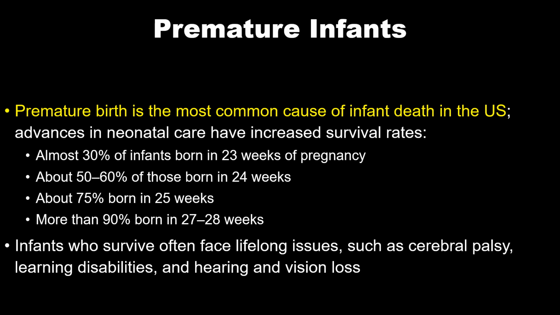You also have premature birth as the most common cause of infant death in the U.S. But because of the advances of neonatal care, survival rates are almost 30% for infants born at 23 weeks of pregnancy, and 50 to 60% at 24 weeks, 75% at 25 weeks, and more than 90% survive after 27 to 28 weeks. Do note, many infants who survive often face lifelong issues like cerebral palsy, learning disabilities, hearing or vision loss is also common. Let's do some test yourself questions, and then that's it.